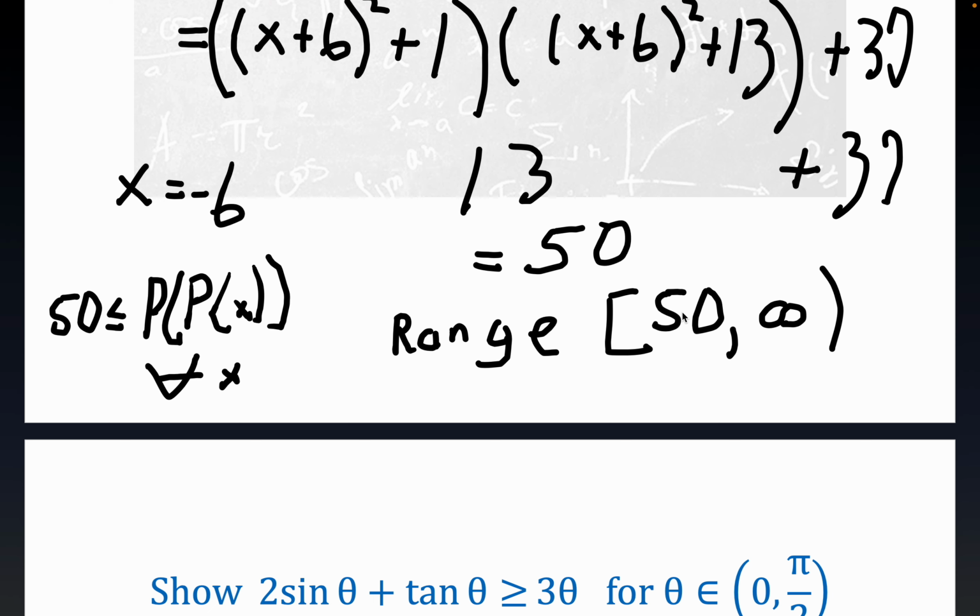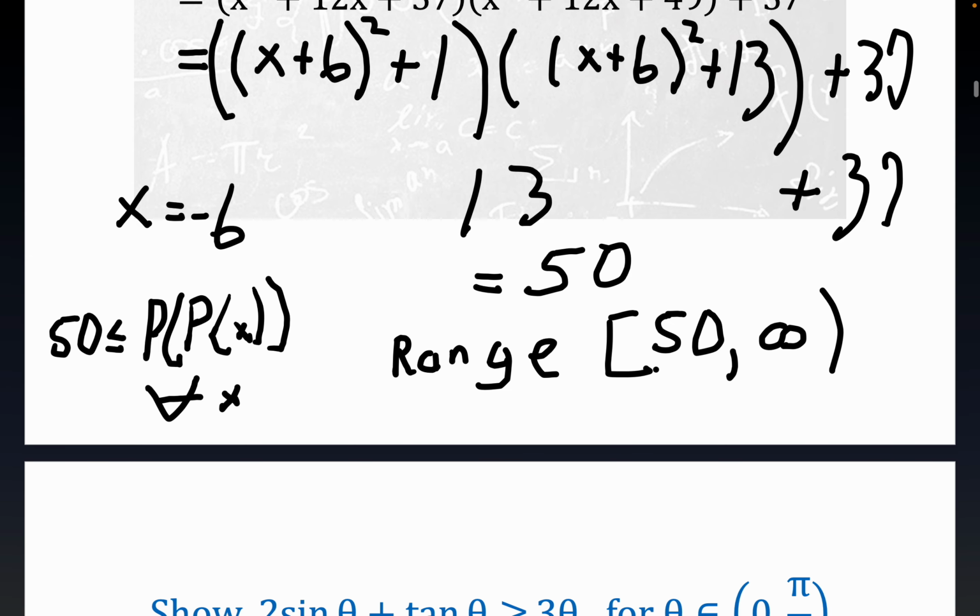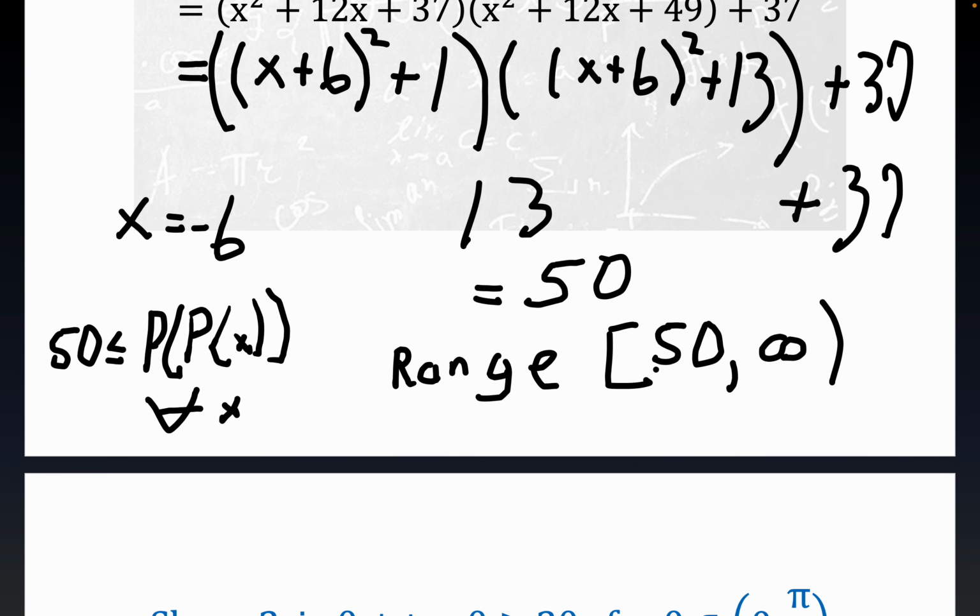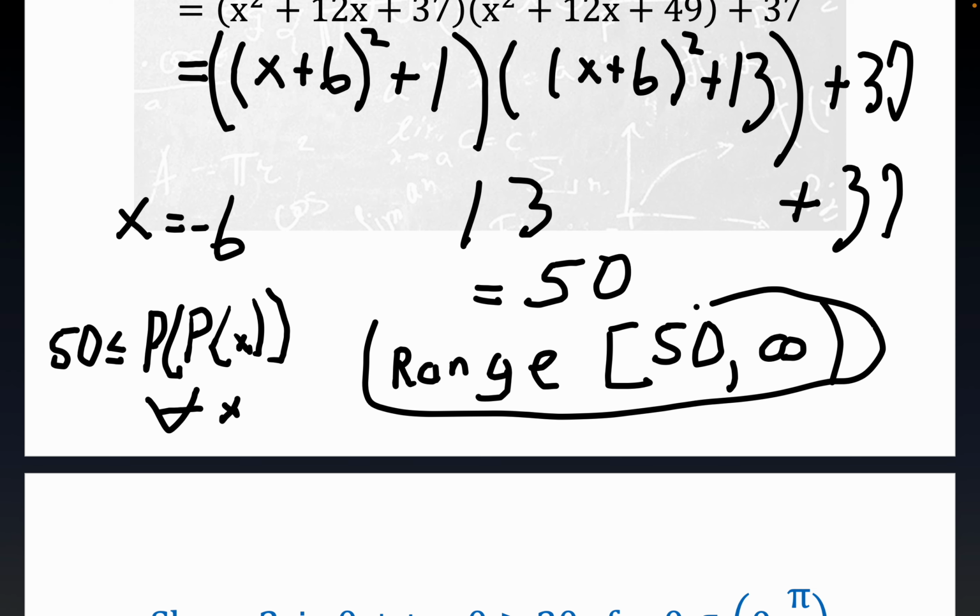Okay. So that finishes that problem, ladies and gentlemen. That's it. I guess we can circle this. The range of P of x is the closed interval from 50 to infinity.